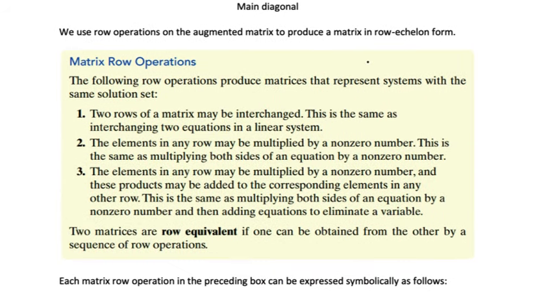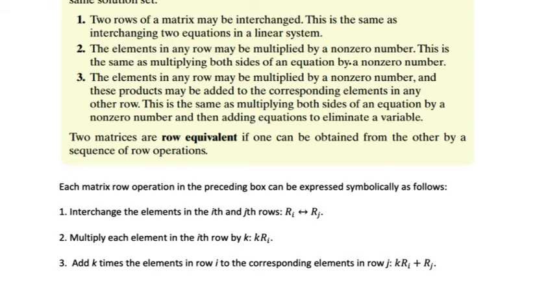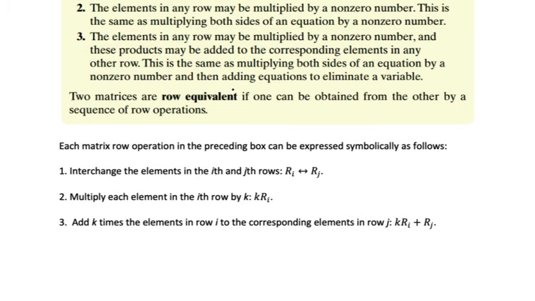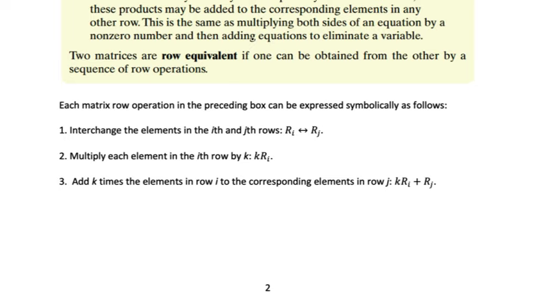The third row operation is a little bit tricky. For this operation, what you're doing is multiplying a row by a number and then adding that to another row. So your original row is not changing.